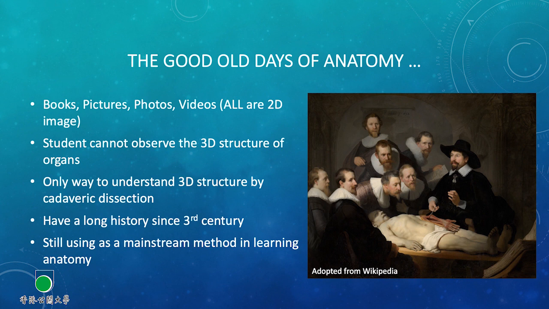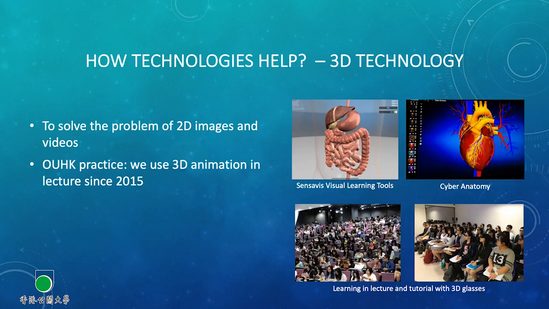The only way to understand the human body in 3D structure is by dissection of the cadaver. Cadaveric dissection has a very long history, since the 3rd century. It is still the mainstream method for learning anatomy today, but of course, it has a lot of limitations and drawbacks.